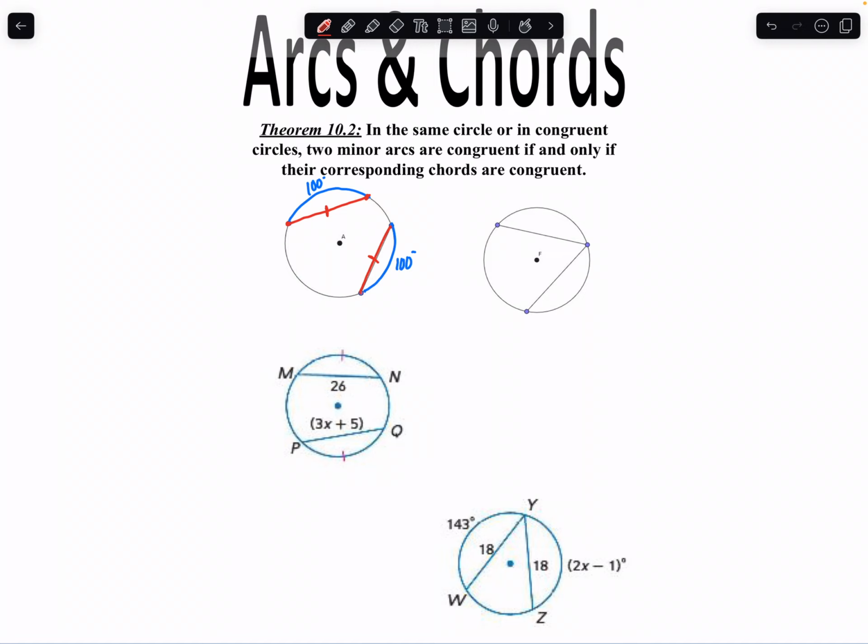Let's say that we have two chords that measure the same length. If I know that this length is, say, 10 centimeters, and this one is also 10 centimeters, since they're both the same length, then that means that the arc that they create, or the angle that they intercept, that angle will match the other one. The angles will by default be also congruent. Okay, so let's start with this theorem 10.2.